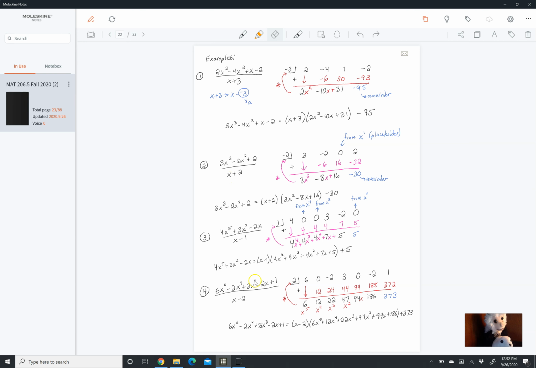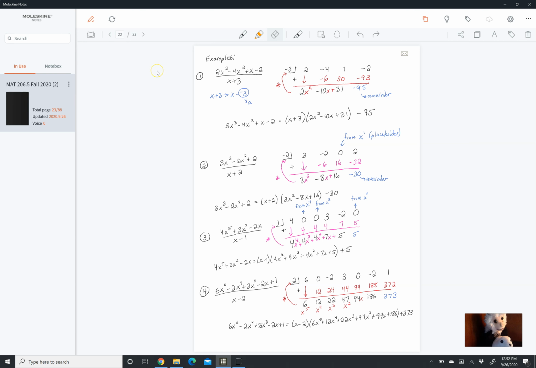The next one says, if we have 4x to the 5th plus 3x squared minus 2x, and we're dividing by x minus 1, and all we care about is the remainder, then the only thing we have to do is plug in 1. For this one, if the only thing we care about is the remainder when dividing by x minus 2, all we have to do is plug in 2. Let's actually do this and show you how it works, and then we'll take a couple of minutes and prove it.